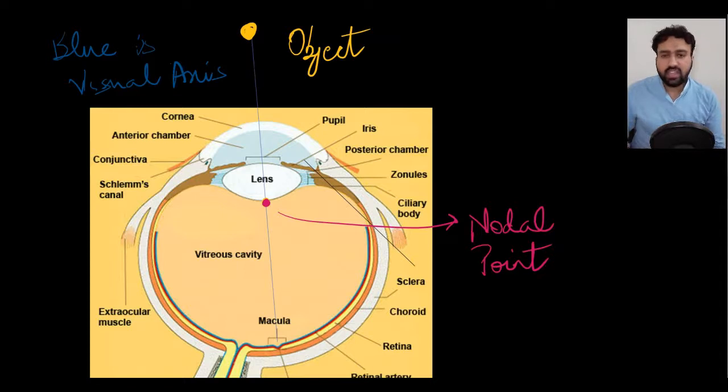Any object in the visual field will be seen by the fovea. The path the light travels from the object to the fovea, which also happens to pass through the nodal point of the eye, is known as the visual axis. So the visual axis is an imaginary line that connects the object to the fovea.